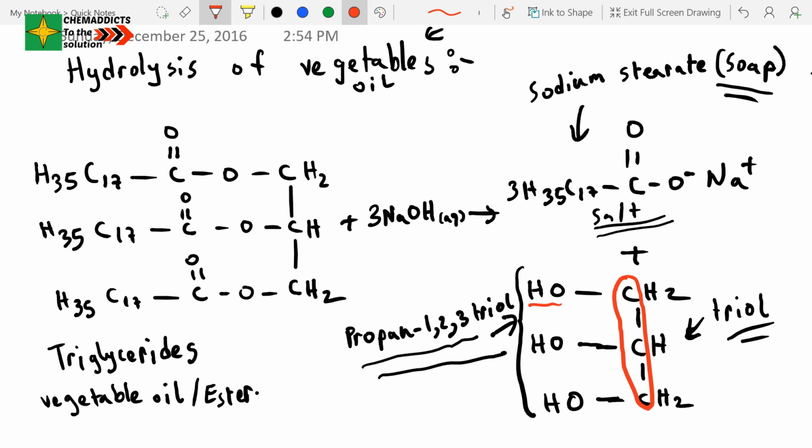I hope you have understood which reactants react together to form which products. Here, triglycerides react with sodium hydroxide to form a salt and a triol, and that salt is also soap. I hope you have understood the question as well as the solution. Now let us get back to the question.